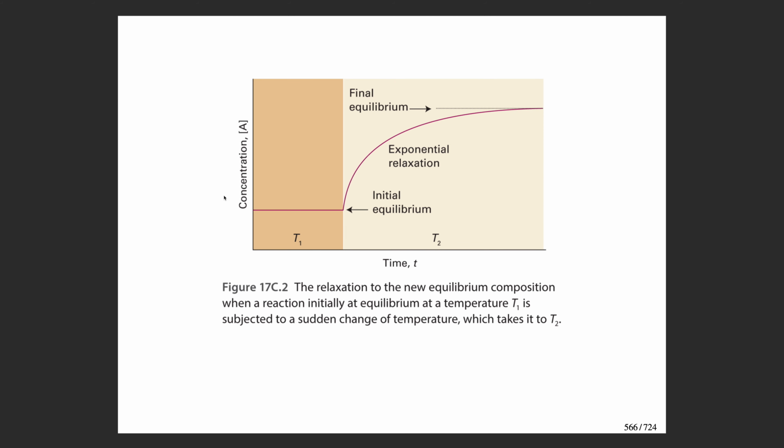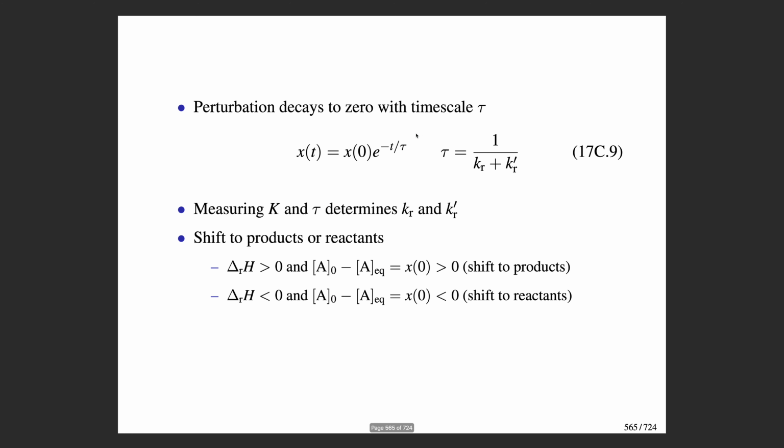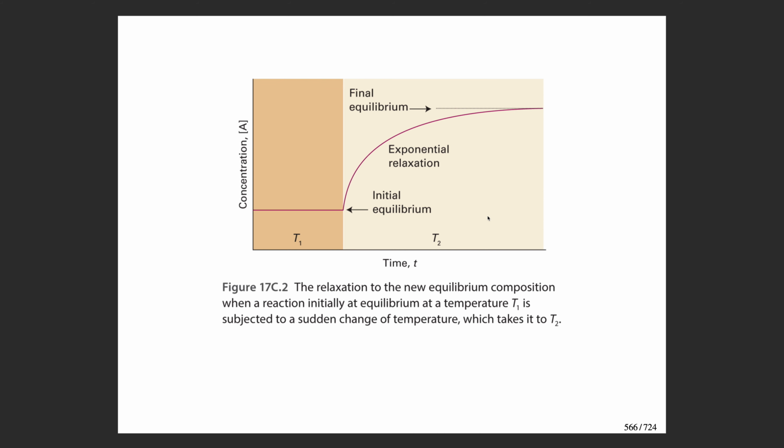And then you'll do things like, you're sitting at equilibrium at your initial temperature, then you zap it with a laser beam or something like that. That increases the temperature of your sample very quickly, and then you monitor the sample's return to the new equilibrium. And from this exponential curve, you need to do a fit to get the value of tau. Combining that with K allows you to determine the two rate constants. So that's the idea of this method.